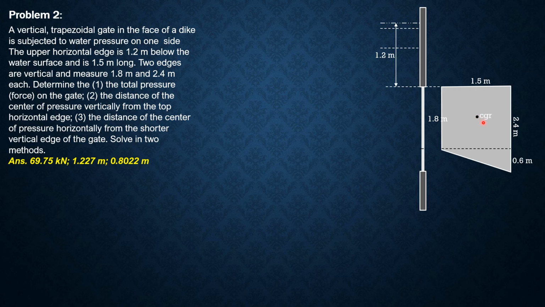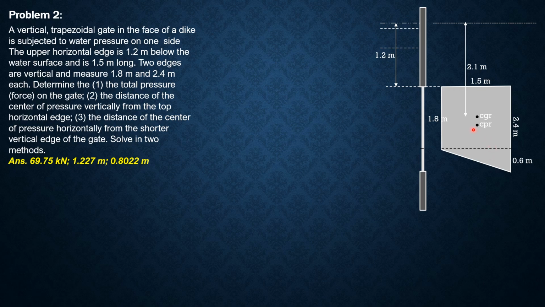So this is the centroid of the rectangular part. The distance vertically from the water surface is 1.2 plus half of 1.8, which is 0.9. So 1.2 plus 0.9 is 2.1. So that's h-bar of the rectangle. For the triangle, this distance is 1/3 of 0.6, so 0.2. So vertically from the water surface, 1.2 plus 1.8 is 3, plus 0.2, which is 1/3 of 0.6, so 3.2. That's h-bar of the triangle.